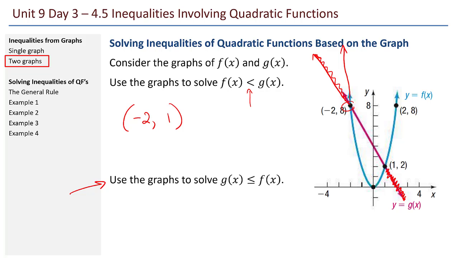So the x values I want are less than negative 2. Oh, but this is a weak inequality, so I actually can include the negative 2 also. So negative 2 onto the left, and from here, my x value of 1 onto the right. So I get everything from negative infinity up to negative 2, including the negative 2.